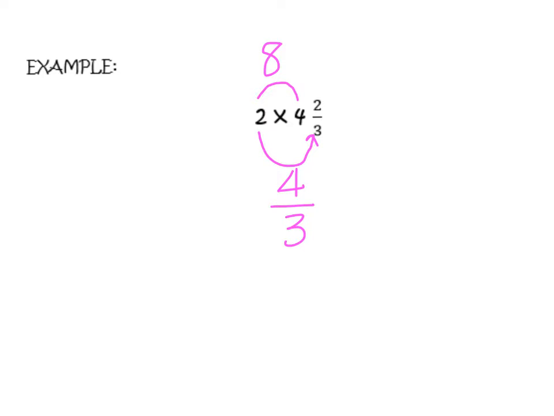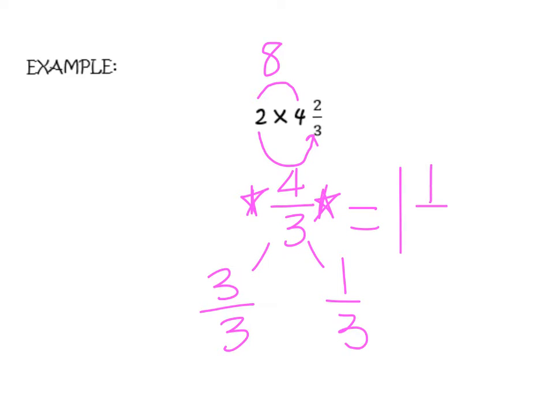Then we need to change this improper fraction right here into a mixed number. So we can pull out one whole, which would be 3/3, and then we would have 1/3 left over. So our mixed number would be 1 and 1/3. Then we need to add this mixed number to the whole number at the top, which would be 8. So 1 and 1/3 plus the 8 is equal to 9 and 1/3.